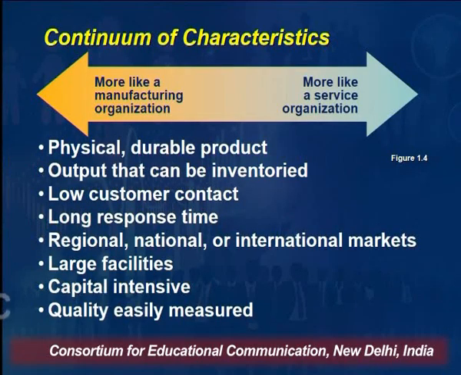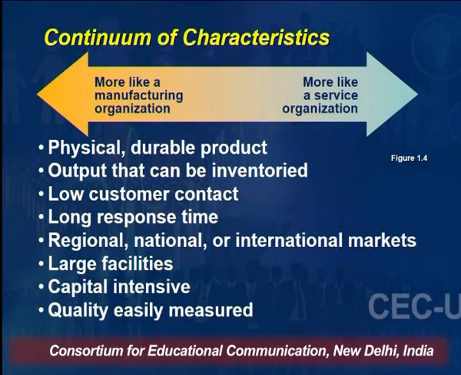And there is a long response time. Why long response time? Because by the time the product is made, it is sent to the distributor, then the distributor sells it to the wholesaler, then the wholesaler sells to the retailer, and then finally the customer buys it. The customer may buy it after 1 month, or it may be after 6 months in the retail shop. So the response from the customer may take a few months. And generally the markets are regional, national, or international. Today you make a product and you can export it to any country, so you can have a wide market for physical goods.